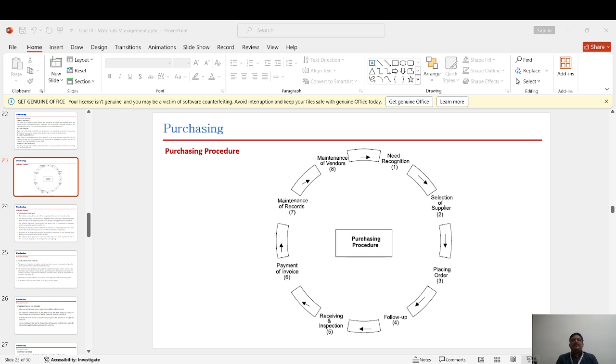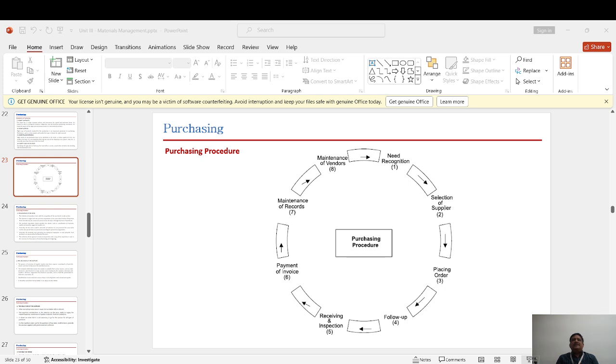Then the next step is payment of the invoice. When goods are received in satisfactory condition, the invoice is checked before it is approved for payment. The invoice is checked to see that the goods were duly authorized for purchase, they were properly ordered, they are priced as per the agreed terms, the quantity and quality conform to the order, and the calculations are arithmetically correct. All these things are checked, and then payment of the invoice is made.